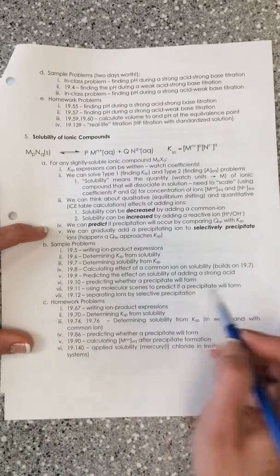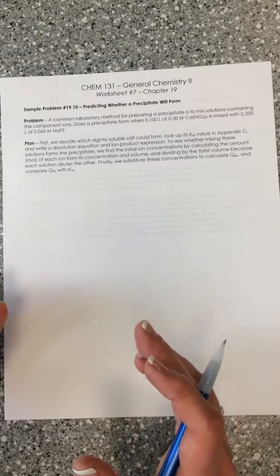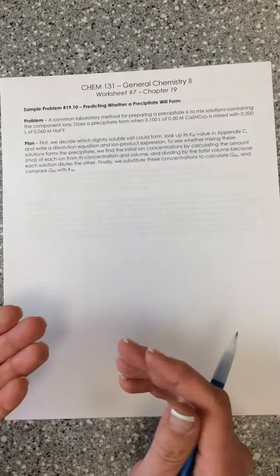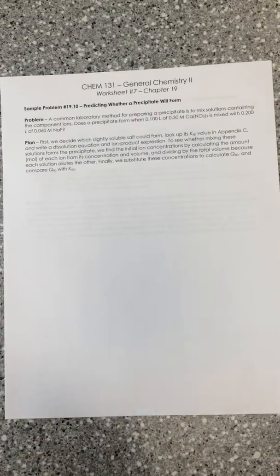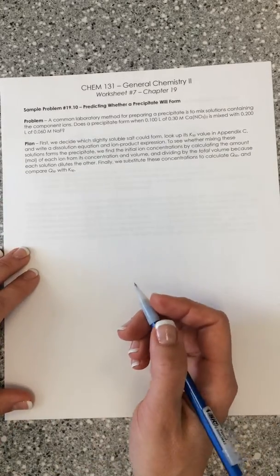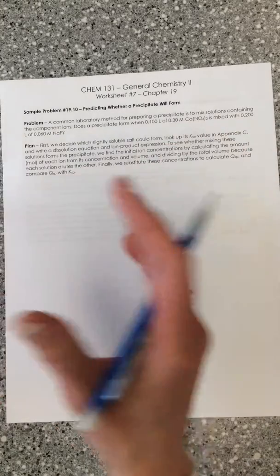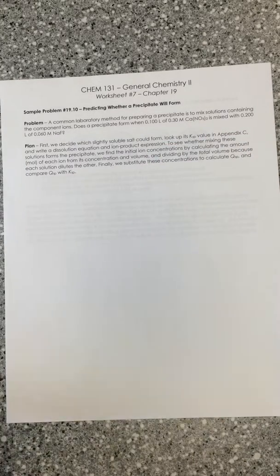The next problem looks at predicting whether a precipitate will form. And really, this is just a version of Q versus K. If we want to predict whether a precipitate will form, we really have to ask ourselves, which side of the equilibrium are we on? So let's think of this problem and see if that makes sense. If we want to think about whether or not a precipitate forms, we have to ask who's in solution and then ask, have we reached a critical concentration that's above and beyond what's allowed to be in solution? And if that's the case, we'll have some precipitation.